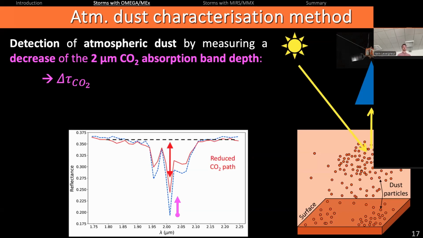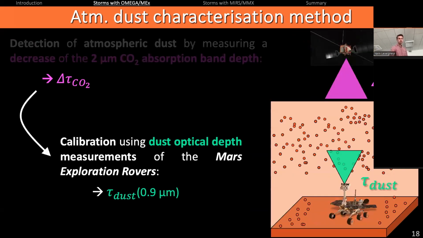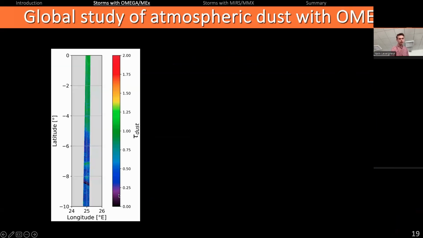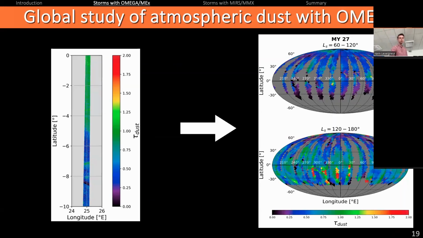So by monitoring this decrease of the 2 micron CO2 absorption band, we are able to detect the atmospheric dust. Then I also used some ground measurements from the Mars Exploration Rovers, which measured dust optical depths at 2 different sites on the Martian surface. And then I made a calibration to finally compute the dust optical depths in near-infrared wavelengths for each pixel of the almost 10,000 OMEGA observations. Here, for example, is one OMEGA observation with the dust optical depth retrieval that I made, and I can combine them to produce seasonal global maps.